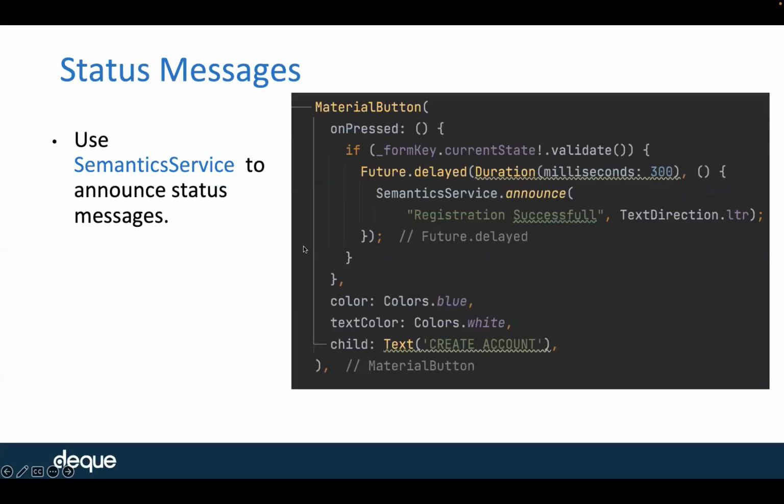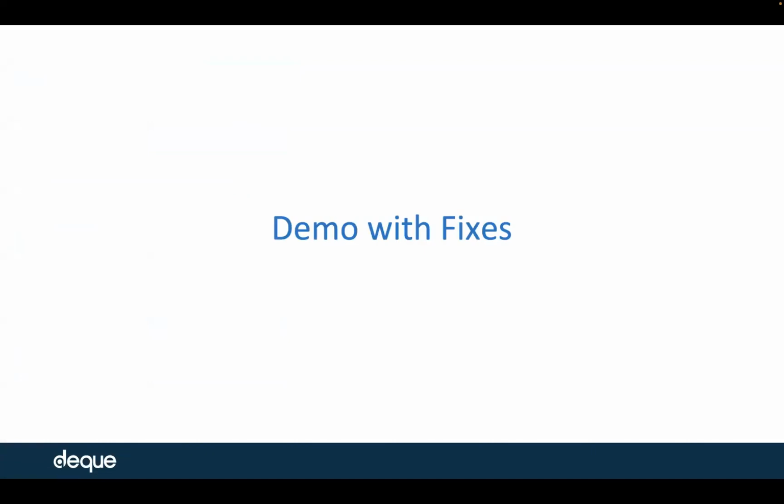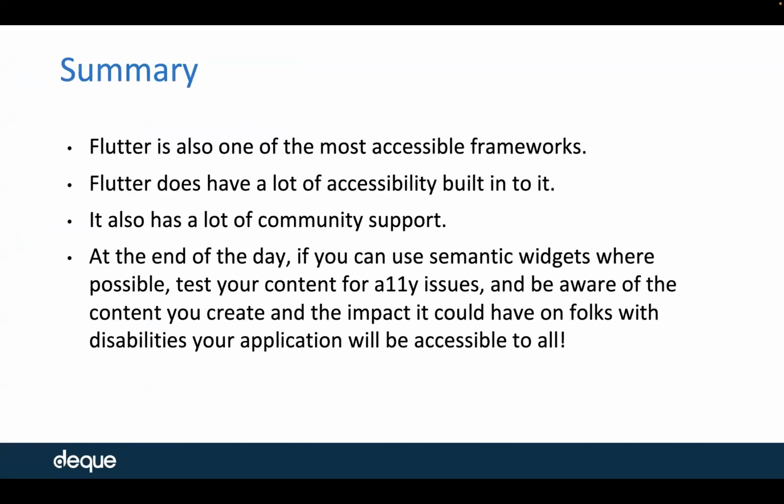We covered the basic issues we will face by using the Flutter framework. As for the conclusion, what we can say is, compared to other frameworks, yes, Flutter is also accessible. We can make most of the widgets accessible by using the semantic widget API provided by Flutter, and we can check each and every widget. If you have any custom widgets, if you create custom widgets by using the semantics properties, we can make those custom widgets also accessible.